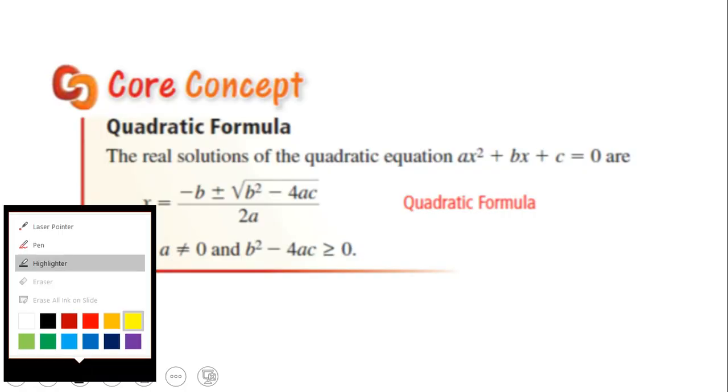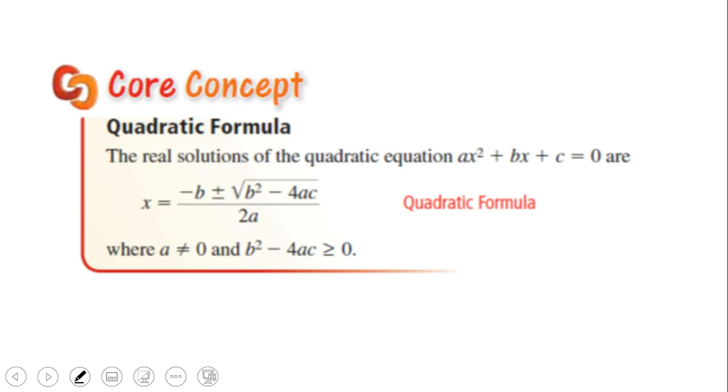One of the most important things in algebra is something called the quadratic formula. The quadratic formula, not quadratic function, is x equals negative b plus or minus the square root of b squared minus 4ac, all over 2a. So that's our quadratic formula, I should say.